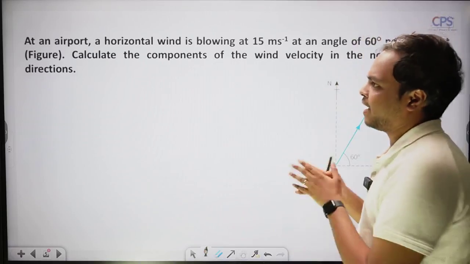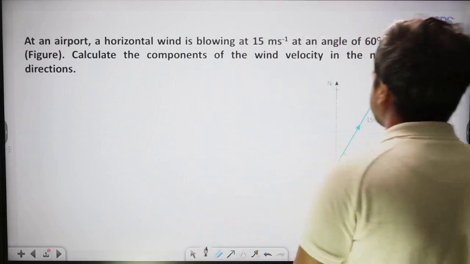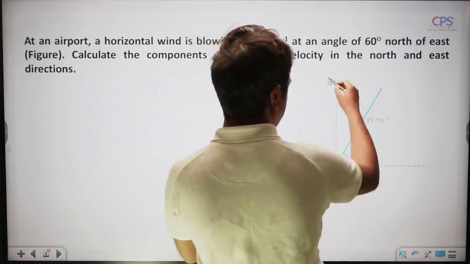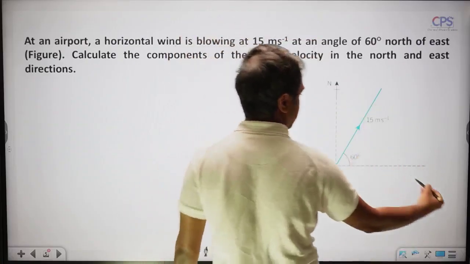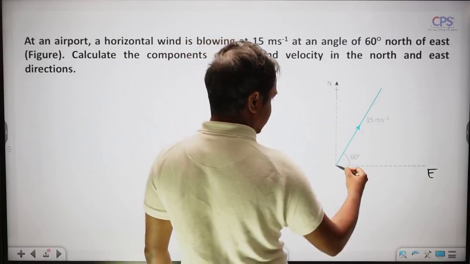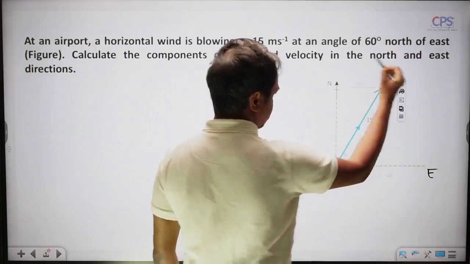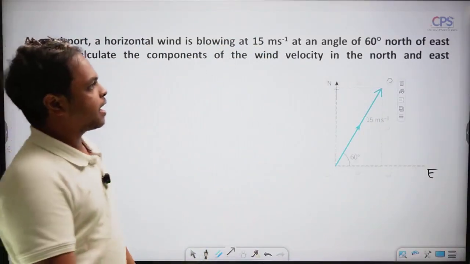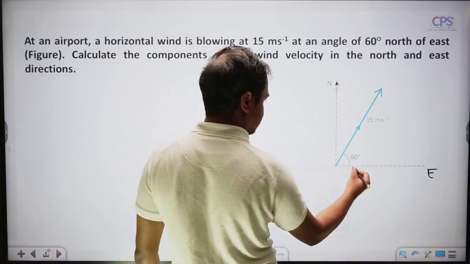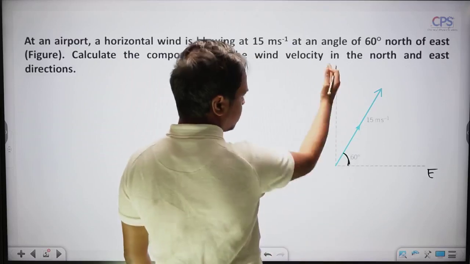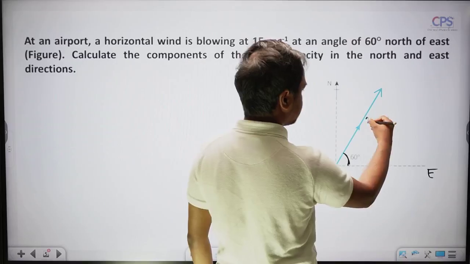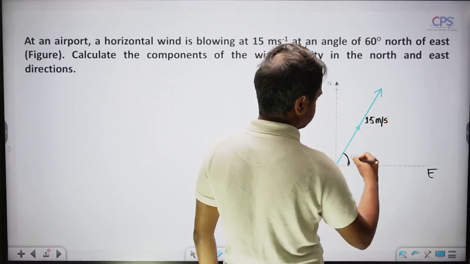Okay. So at an airport, a horizontal wind is blowing at 15 meters per second at an angle of 60 degree north of east. See, this is north and this is east. So if this is north, this is of course east. So the wind velocity is given here. This is 15 meters per second. Okay, and 60 degree north of east. Okay, so this is 60 degree northward from east, northwards from east. Okay, so this is 15 meters per second and this is 60 degree.